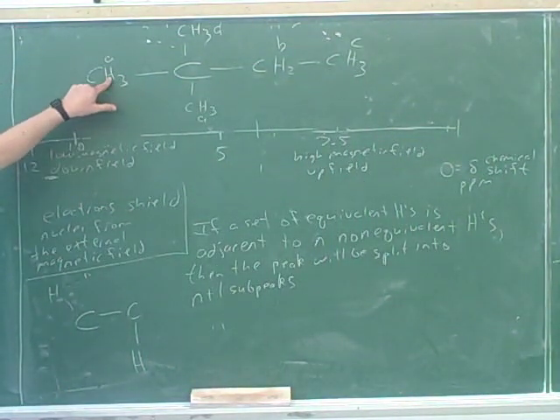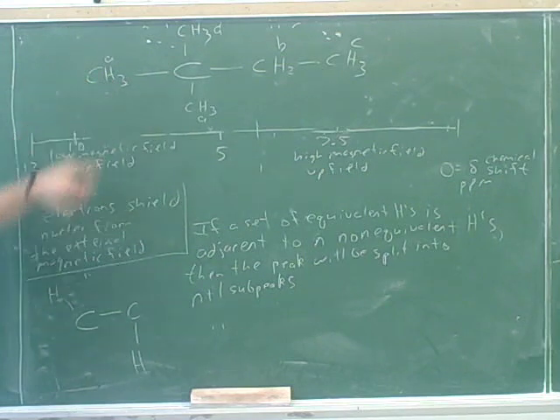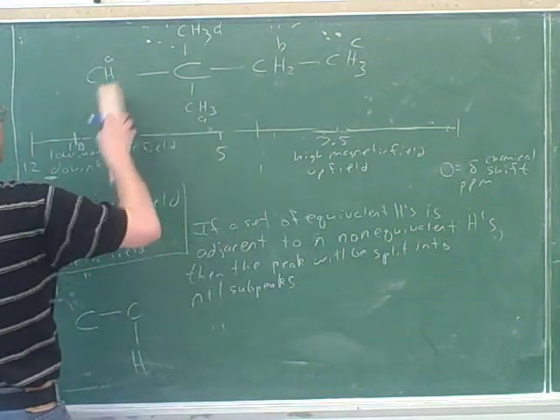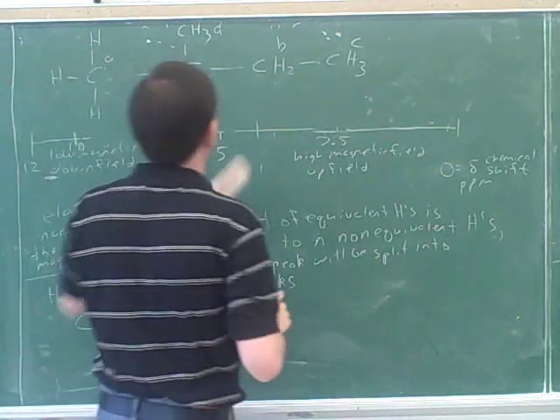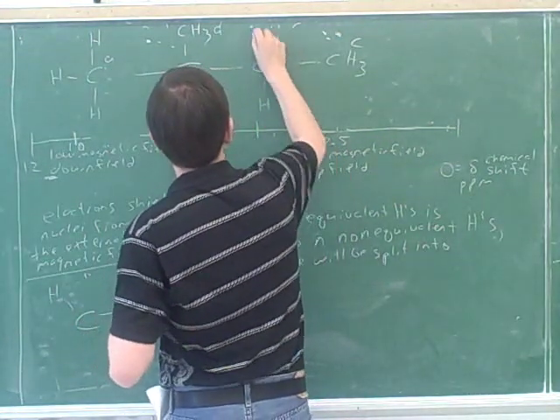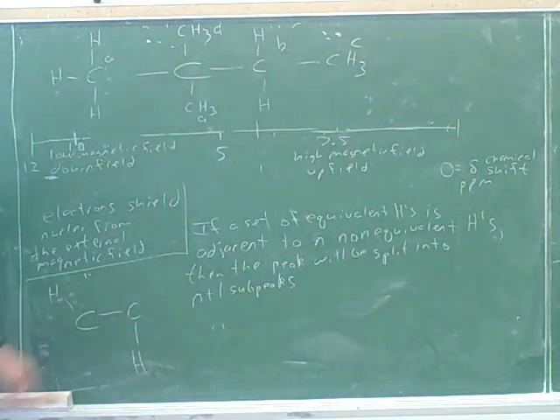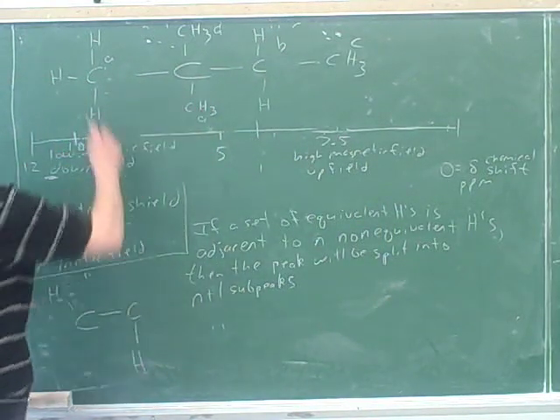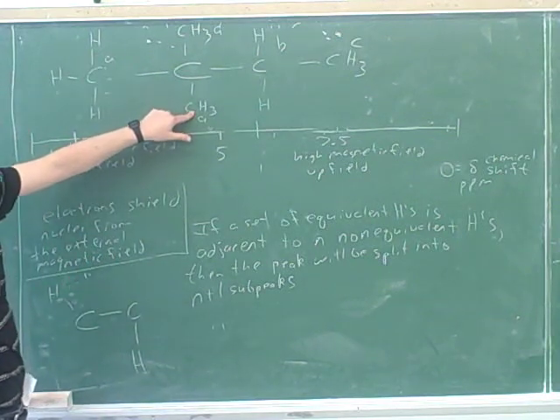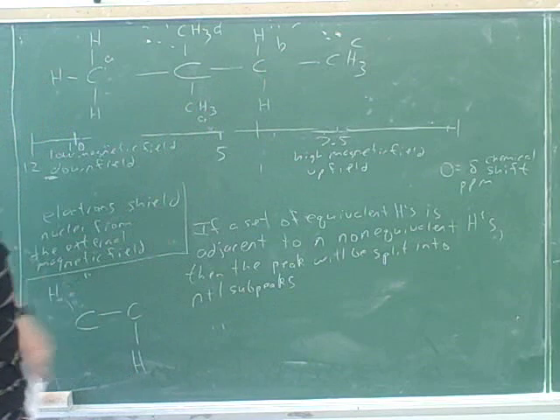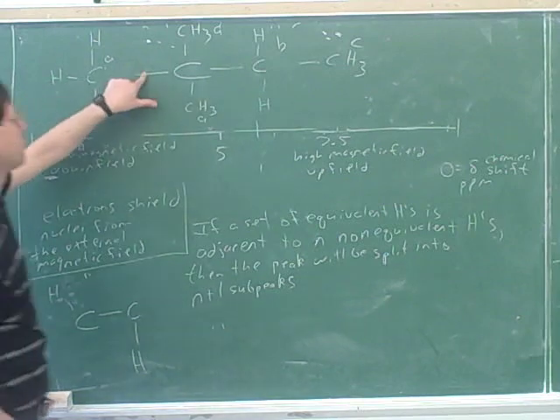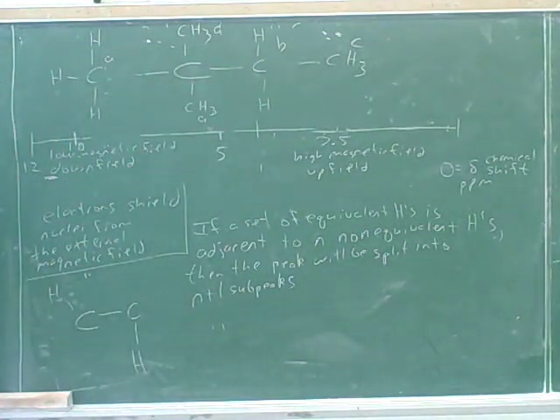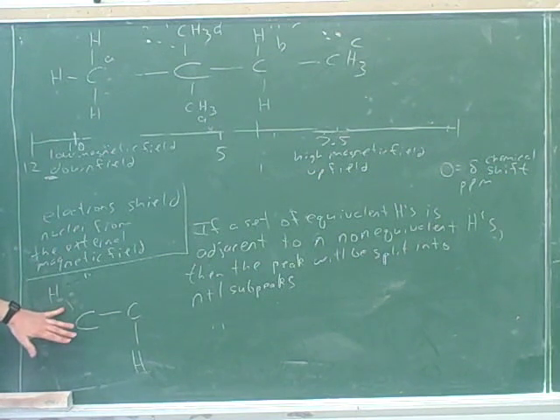Well, are there any non-equivalent hydrogens within 3 bonds of these hydrogens? Oh, no. Now remember, these don't count because they're equivalent. These hydrogens can't be split by these because they're in the same group. The closest non-equivalent are the Bs. Well, how many bonds away are the Bs? 1, 2, 3, 4. That's too far away. We said we usually only get splitting for a 3-bond distance or less.